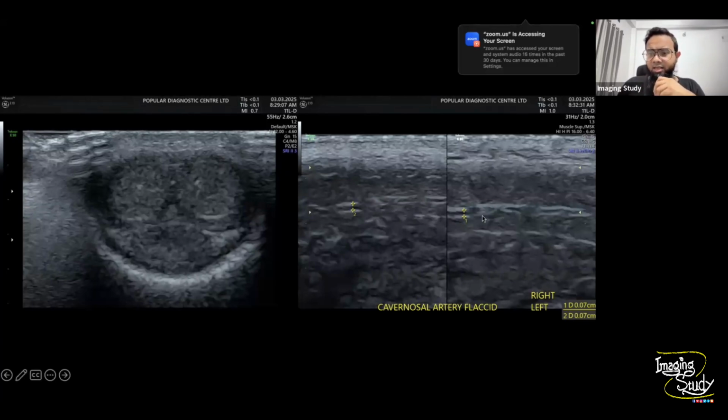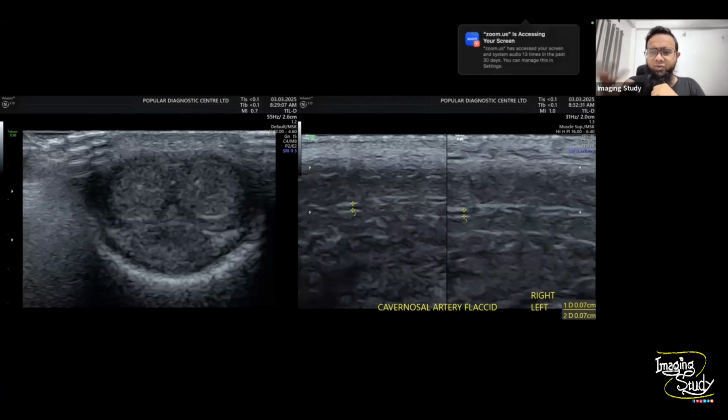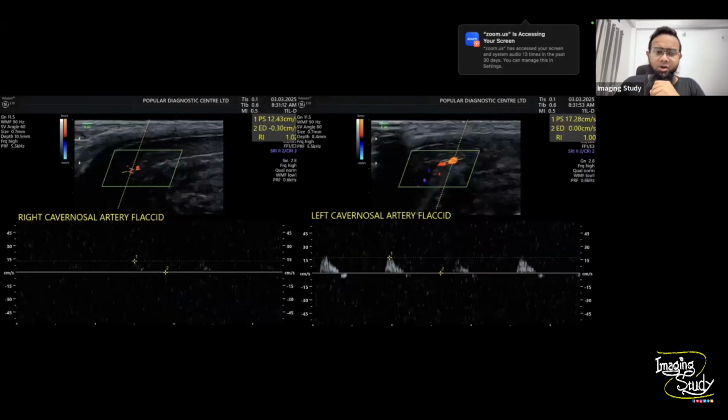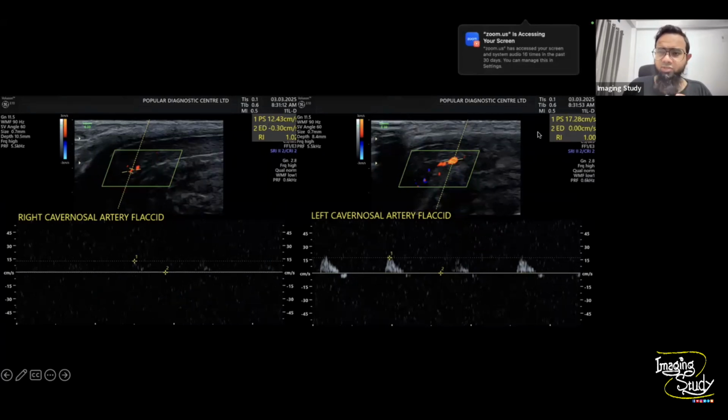And these are the cavernosal arteries, which are usually 0.5 to 0.7 millimeter in diameter, which is not a very significant finding. Now, when we use our injectable drug, then this diameter should get increased. Okay, so we try to take some measurements. I'm sorry for the not good quality of the wave. Sometimes it's a little bit difficult to get a good flow from the cavernosal arteries.